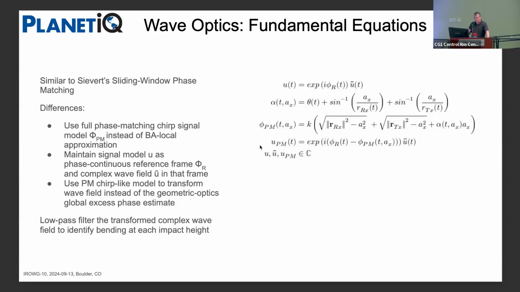The next is that we're maintaining the signal model as a phase continuous reference, as an unevaluated sum of a phase continuous reference frame and the complex wave field with respect to that reference frame. We use the phase matching chirp-like model to transform that wave field instead of using a geometric optics global excess phase estimate. That gives us more freedom to choose what our reference frame is going to be. Lastly, we low-pass filter the transformed complex field to identify a bending angle at each impact height.